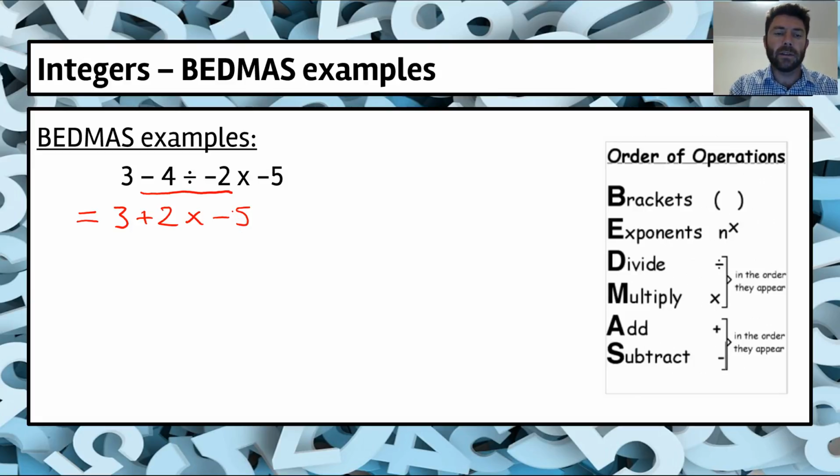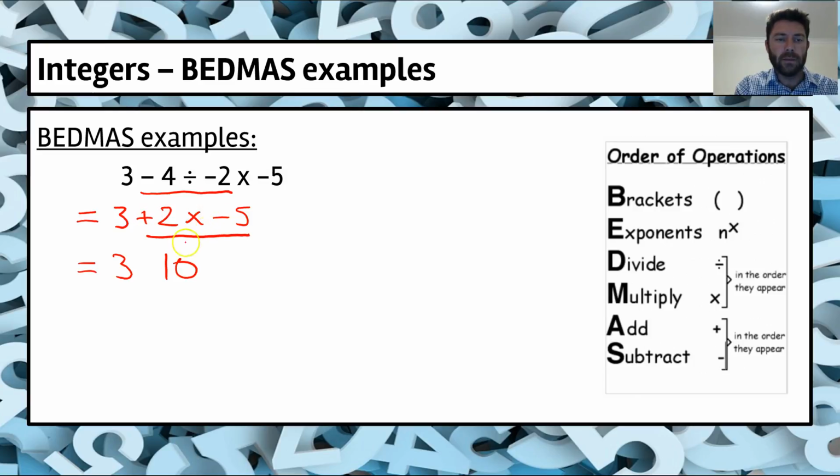Okay, so we ask ourselves the same questions. Division or multiplication? Yes, there's multiplication. So we've got plus 2 times minus 5 now. So we end up with 3 plus 2 times minus 5. So it's 2 times 5 is 10.